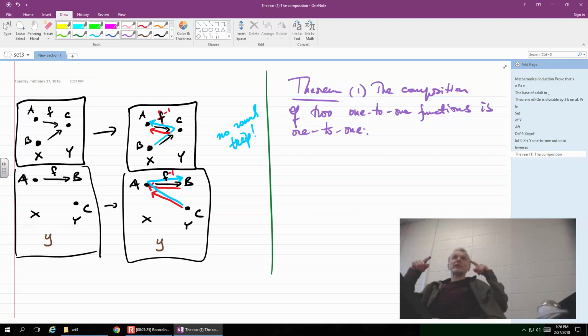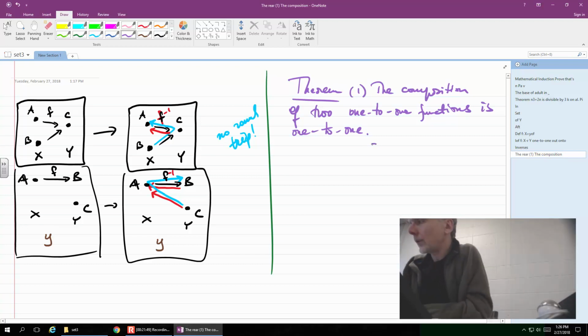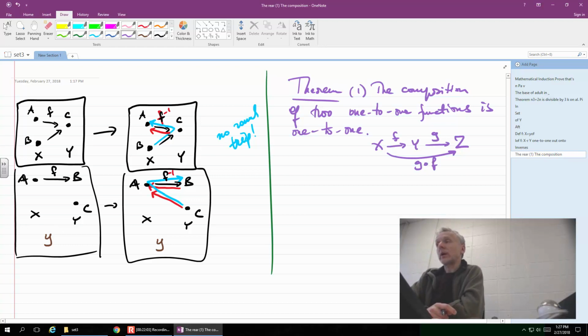One-to-one functions, there is no merging like this. Both functions don't do that. They might miss some of the outputs, but they all go like this. If you continue going like this and they never meet together, and you do a composition, you still have the same effect. So from X to Y, f and g, the composition g circle f will be as well one-to-one.